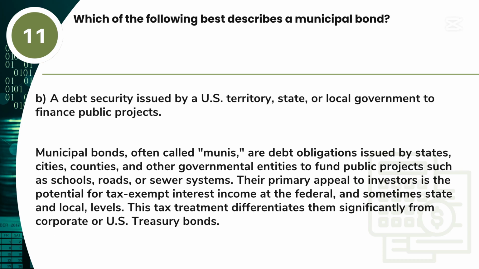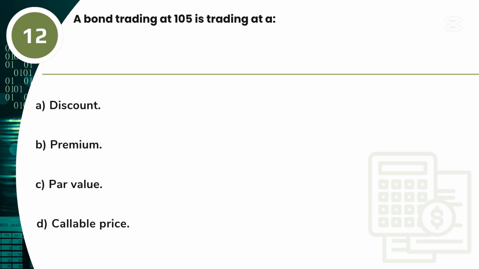Answer: B. A debt security issued by a U.S. territory, state, or local government to finance public projects. Municipal bonds, often called munis, are debt obligations issued by states, cities, counties, and other governmental entities to fund public projects such as schools, roads, or sewer systems. Their primary appeal to investors is the potential for tax-exempt interest income at the federal, and sometimes state and local, levels. This tax treatment differentiates them significantly from corporate or U.S. Treasury bonds.